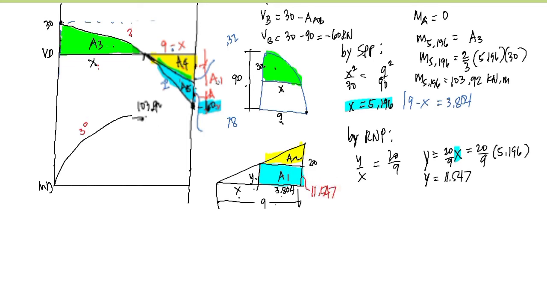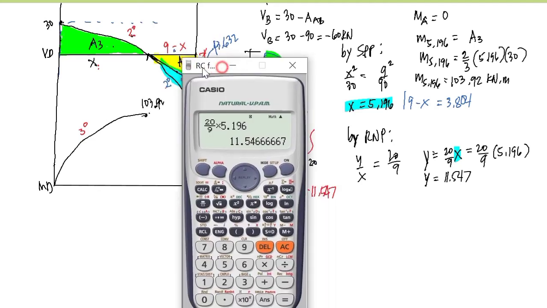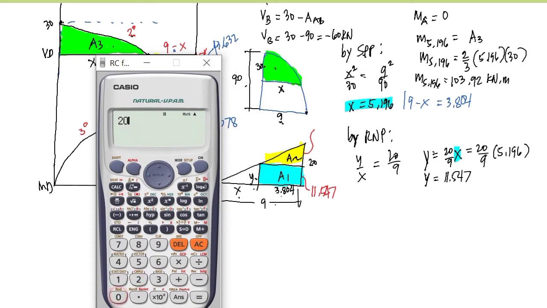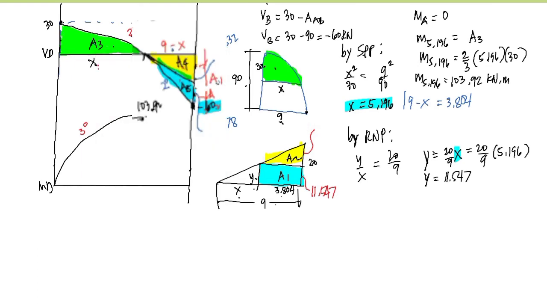Since 11.547 is this, we have 20 minus 11.547, because the total height is 20. So we have 8.453. Since we already have the value of the height, we can compute area 1 and area 2. Area 1 is the area of a rectangle, equal to 11.547 multiplied by this distance, 3.804.